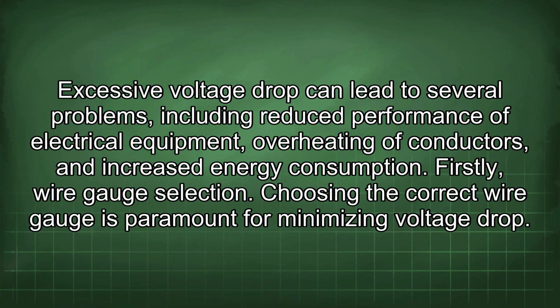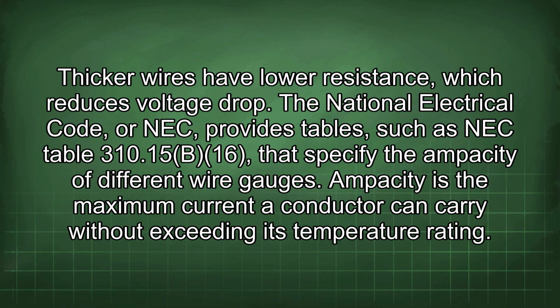Excessive voltage drop can lead to several problems, including reduced performance of electrical equipment, overheating of conductors, and increased energy consumption. Firstly, wire gauge selection. Choosing the correct wire gauge is paramount for minimizing voltage drop. Thicker wires have lower resistance, which reduces voltage drop.